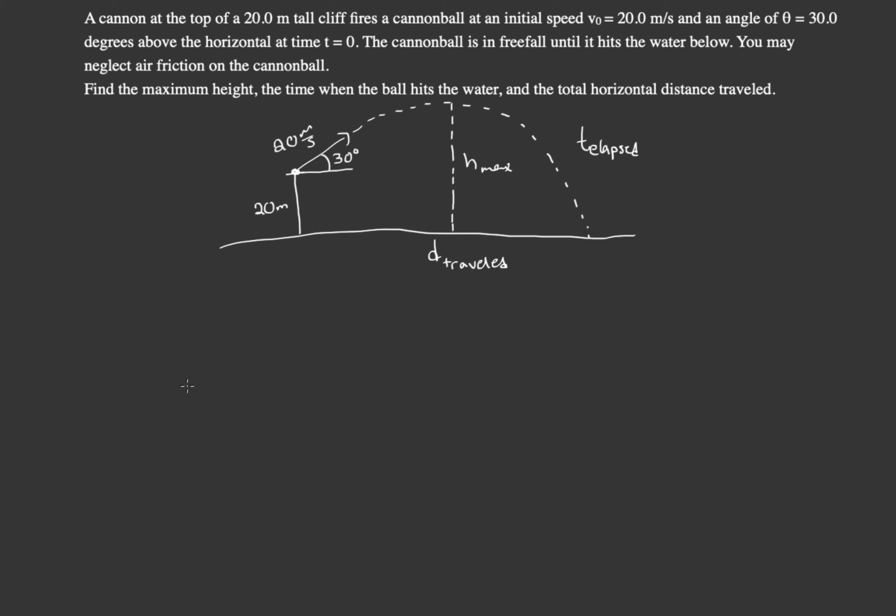The following question is about projectile motion. You start off with initial height of 20 meters. You shoot a cannon at 20 meters per second at 30 degrees. And you want to find the maximum height, the distance traveled, and the time elapsed.